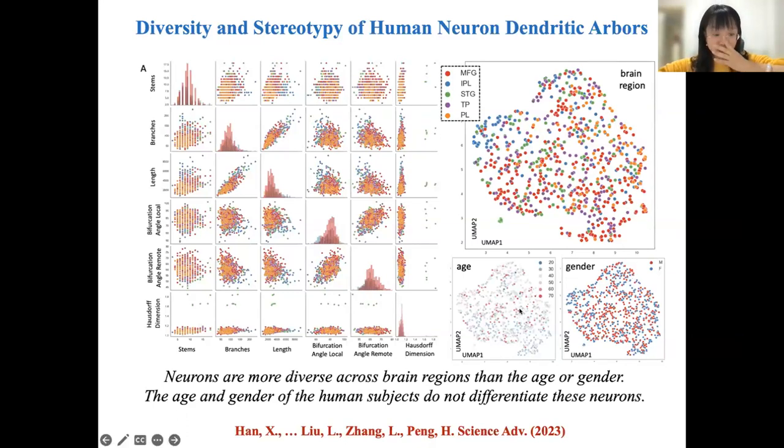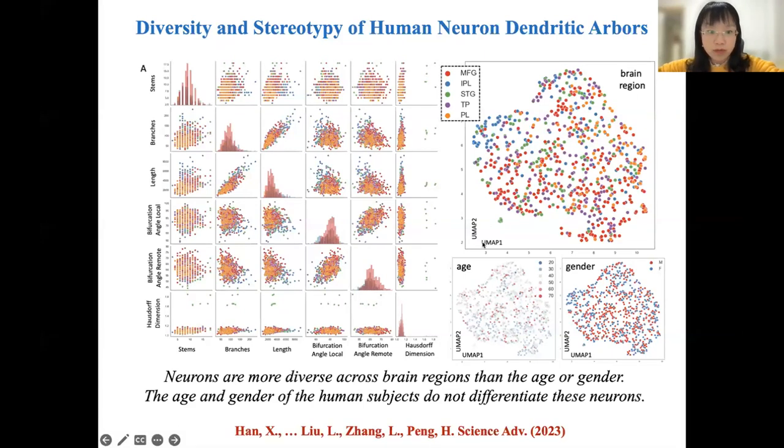We did the feature computational analysis using 6 key features: stems, branch, length, bifurcation local, bifurcation remote angle, and Hausdorff dimension. We used these 6 key features to do the feature analysis.